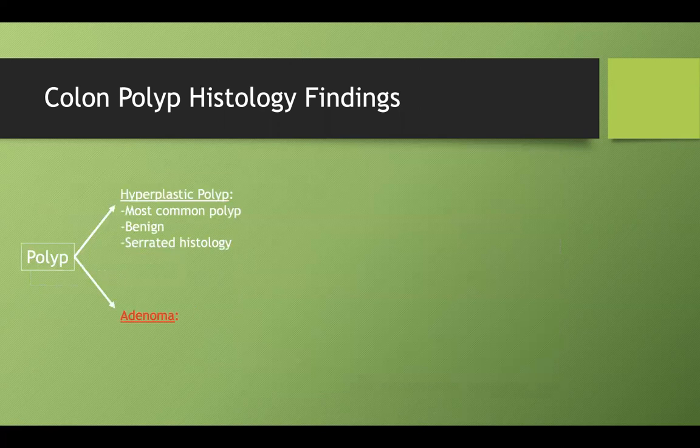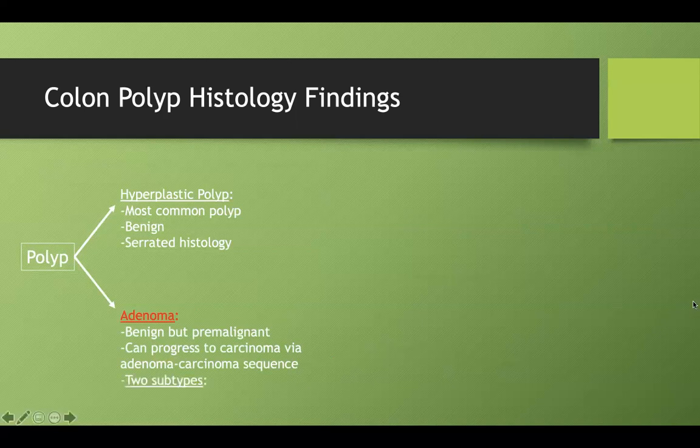Now let's talk about adenomas because this is more often tested. Adenomas themselves are benign, but they can be pre-malignant through the Adenoma-Carcinoma Sequence that we'll talk about in a little bit. I guess we'll talk about it right now. The Adenoma-Carcinoma Sequence we'll go over. What I want you to know with adenomas is that there are 2 subtypes of adenomas. There are tubular adenomas and villus adenomas.